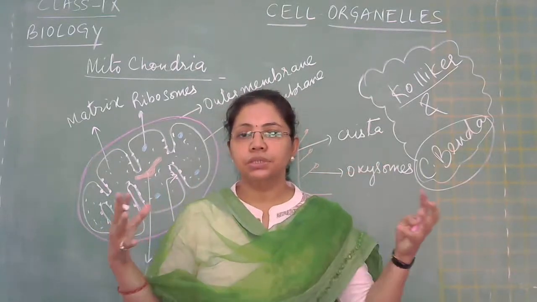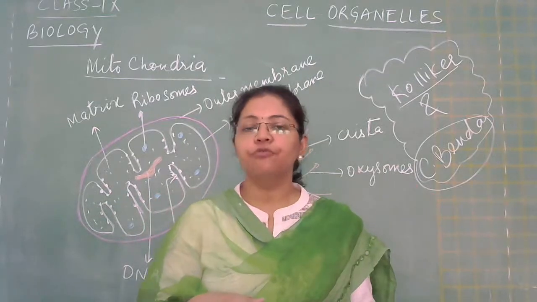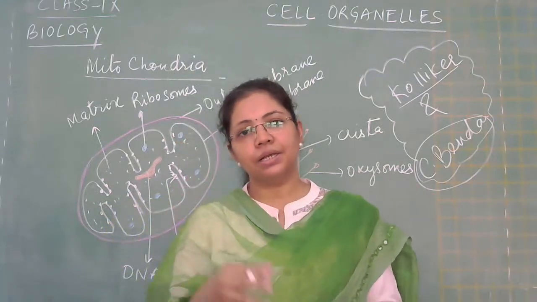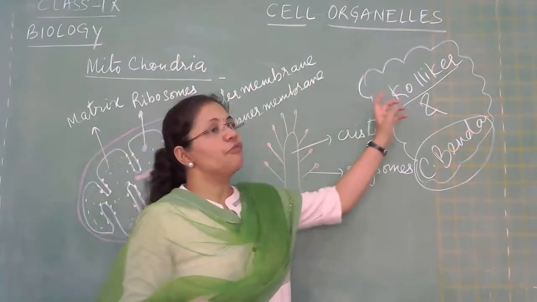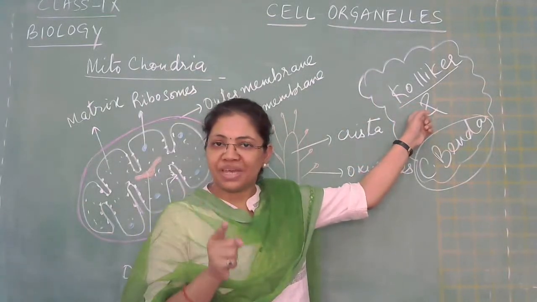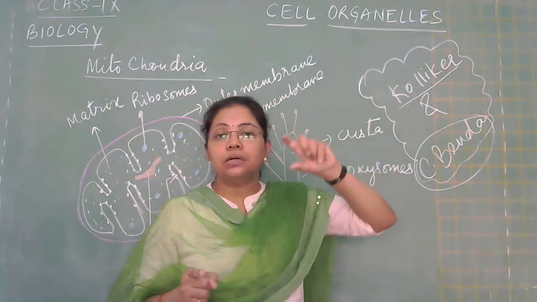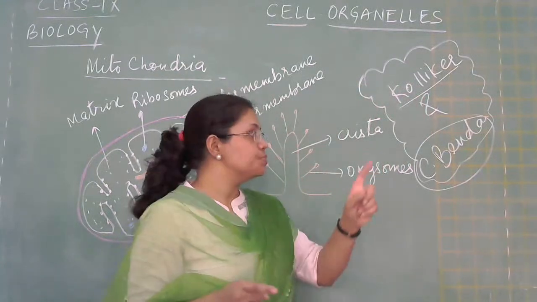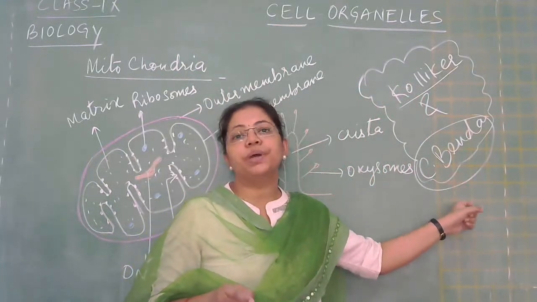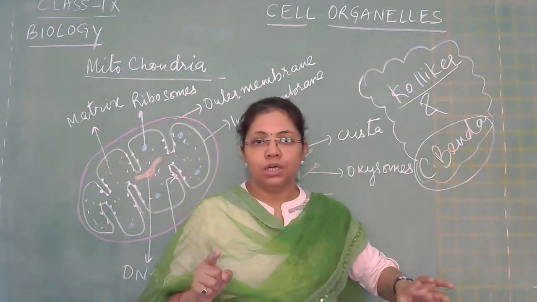So sometimes what happens is that children get confused. So here is a clear clarification: the discovery of mitochondria was made by Kolliker, but the term mitochondria was proposed by the scientist C. Benda. So don't get confused, right?